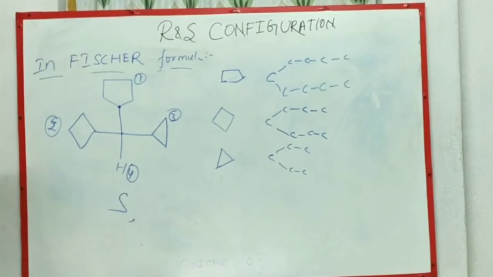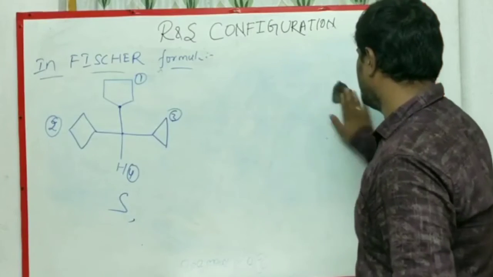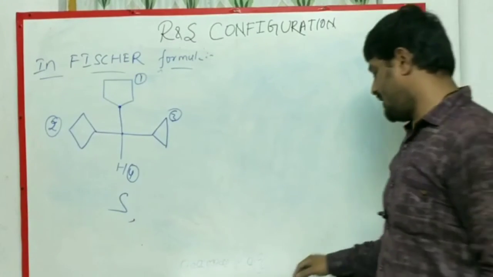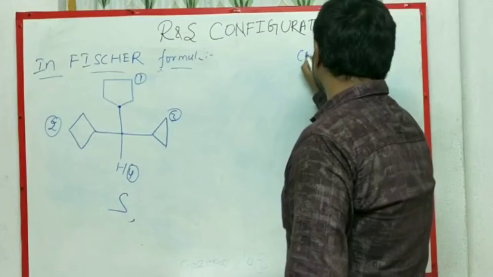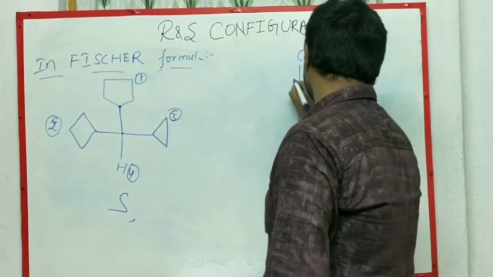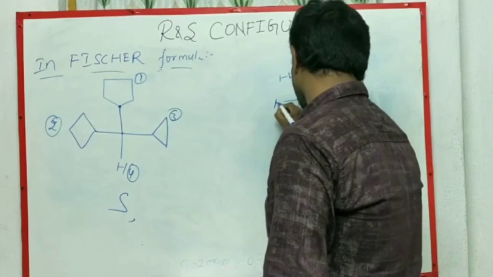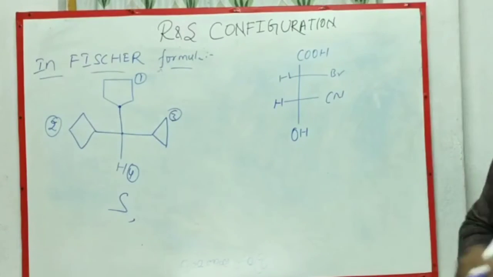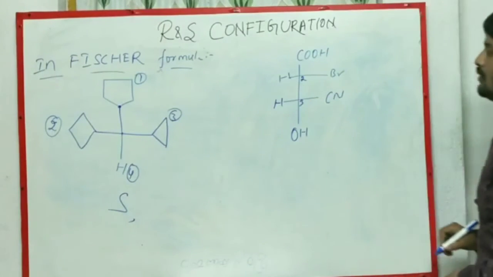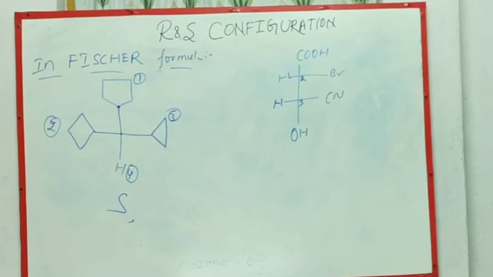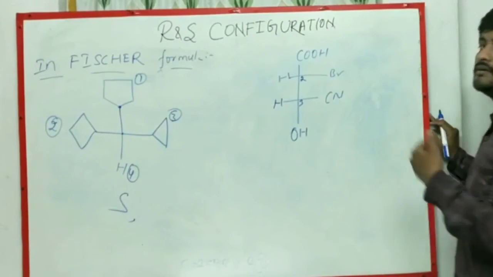Okay. These are the RS configurations in the Fischer and wedge projection formulas. And we can give another example. COOH, and then here giving the numbering: this is 1, this is 2, this is 3. What is the configuration of the chiral carbon at the second position and at the third position? C2 carbon, C3 carbon, what are the configurations?